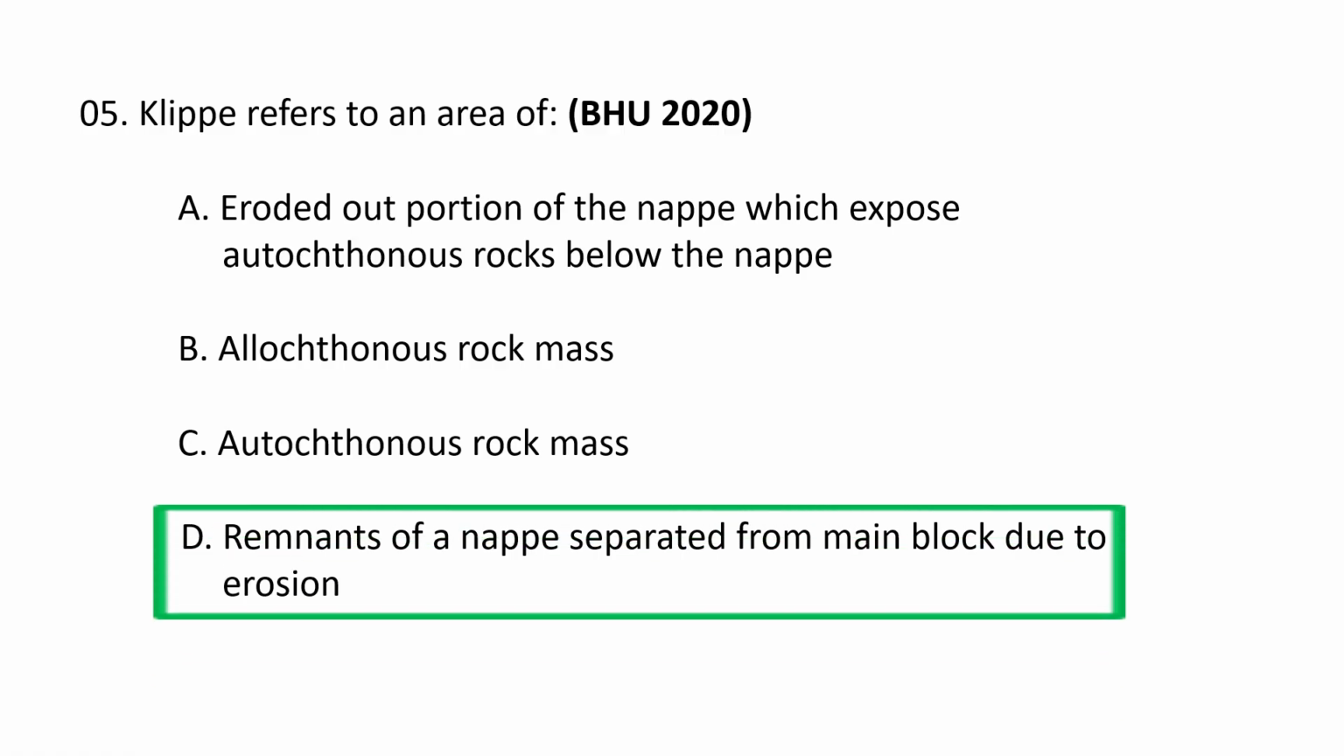So the correct option is: a klippe refers to an area of remnants of nappe separated from the main block due to erosion. A klippe, known as klippen or klippes in plural, refers to the remnant of a thrust sheet or nappe that has been isolated by erosion and now sits atop a different and older rock formation. Essentially, it's a geological island of one rock layer sitting on top of another, with the connecting parts of the upper layer having been eroded away.